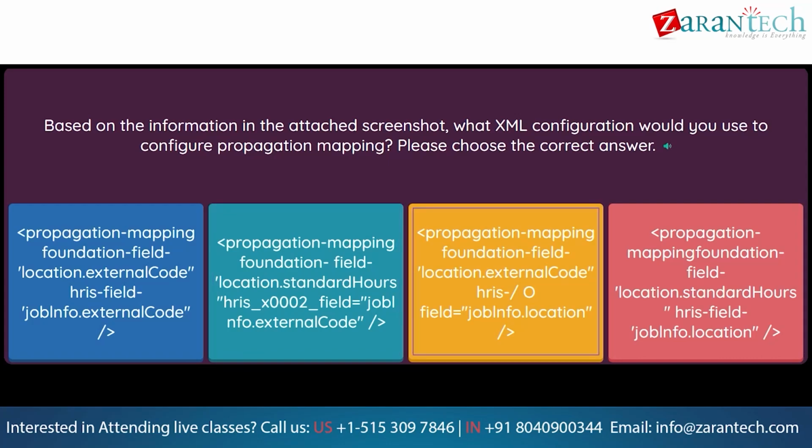Option 3: propagation mapping foundation field dash and hashtag 39, location dot external code hrs dash slash o field equals joblunfo dot location slash. Option 4: propagation mapping foundation field dash and hashtag 39, location dot standard hours hrs field and hashtag 39, joblunfo dot location slash.